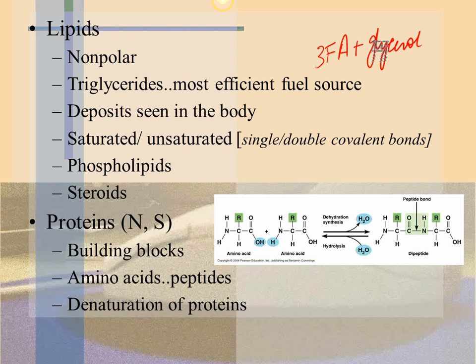Proteins contain nitrogen and sulfur. Apart from the carbon, hydrogen, and oxygen, they have nitrogen and sulfur. They are very important building blocks of our body. The building blocks are known as amino acids. Many amino acids combine and form peptide bonds. And when you have about 10 or more peptide bonds, you call it a polypeptide. And when you have more than 50 of these amino acids, you call it a protein.